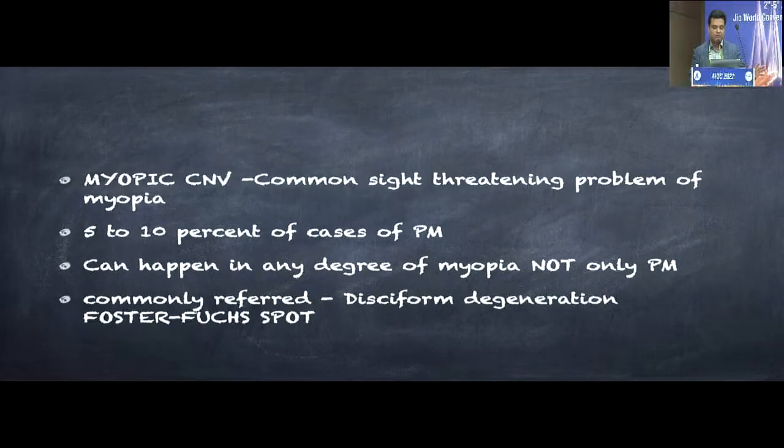Okay, let's discuss in brief about myopic CNVMs. I've kept it very simple so that a lot of us could add more points and discuss. Myopic CNVMs are common sight-threatening problems in myopia, and these CNVMs are a little different from the CNVMs which we see in AMD and other pathologies. It can happen with any degree of myopia, not only pathological myopia. Now reports are there with even a simple myopia.